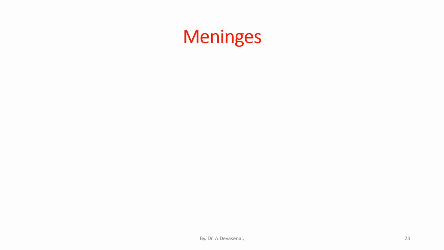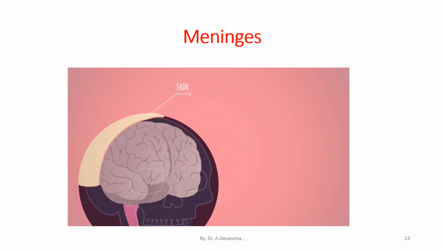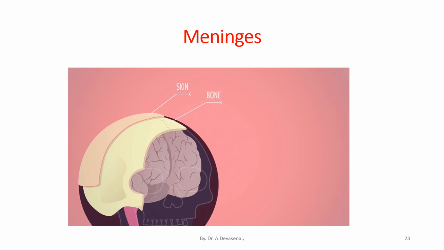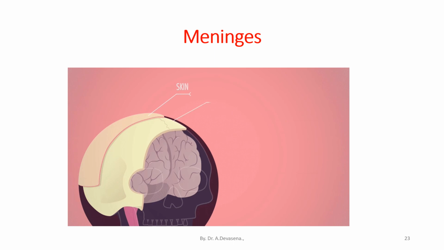Let's see about meninges, the representation. Meninges comprises of arachnoid, dura mater and pia mater. The cerebrospinal fluid is indicated here.